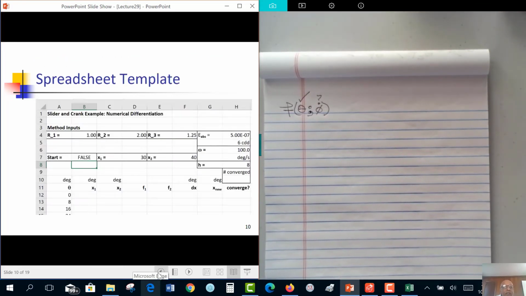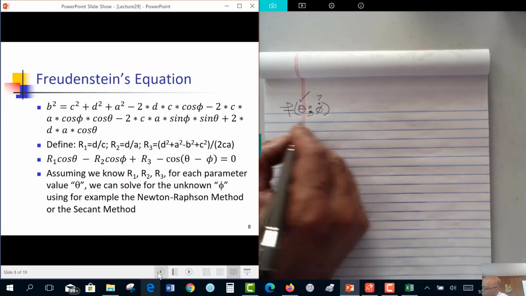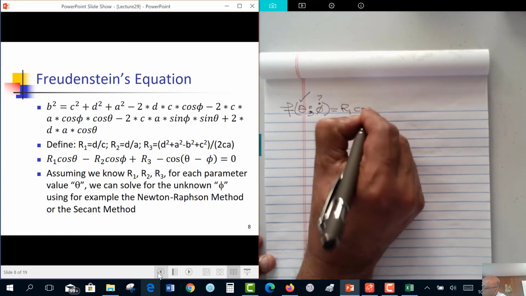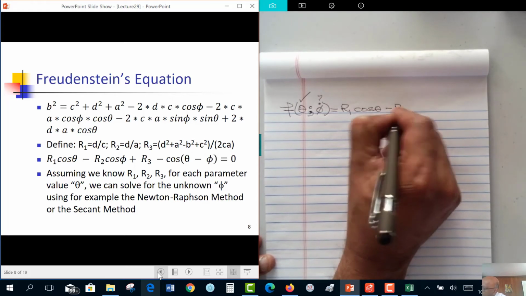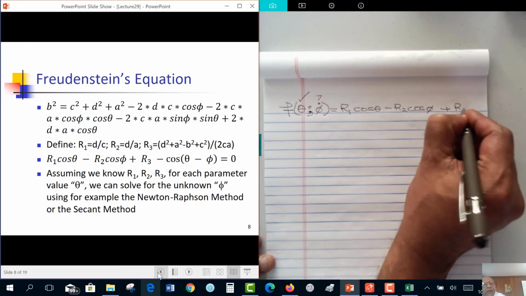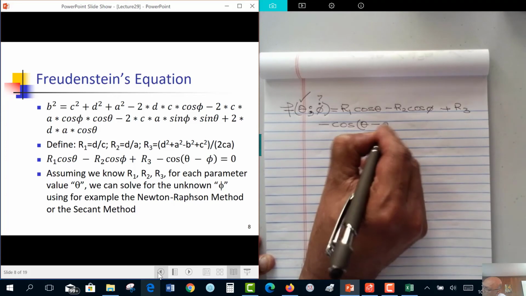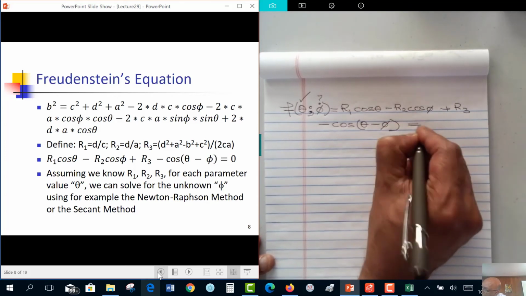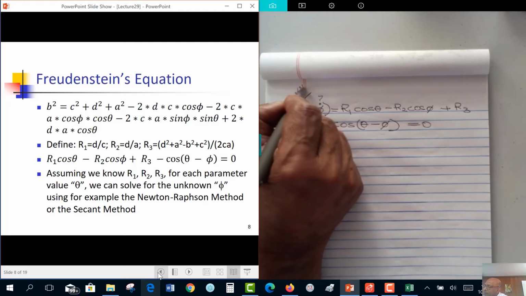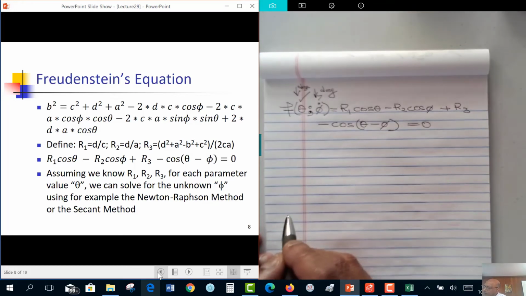And let's go back to our slide. So our equation was R1 cosine theta minus R2 cosine phi plus R3 minus cosine of theta minus phi is equal to 0. So remember, we are putting both in degrees. Okay, that's how we are going to input from Excel. We are in Excel, we are going to work in degrees.